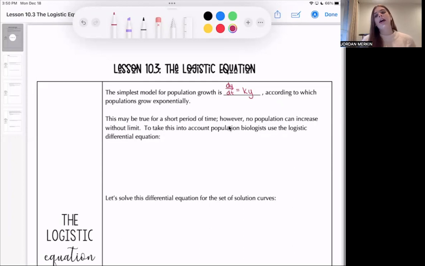So, to take this into account, population biologists actually use the differential equation dy dt. We actually do this in black because I want to color code what some of the variables represent. Okay, so we have dy dt is equal to k times y. It's the general premise, but we need to take into account that we can't just keep growing as a population. That just is not realistic. So they modify it to be times 1 minus y over, we're going to use capital A.